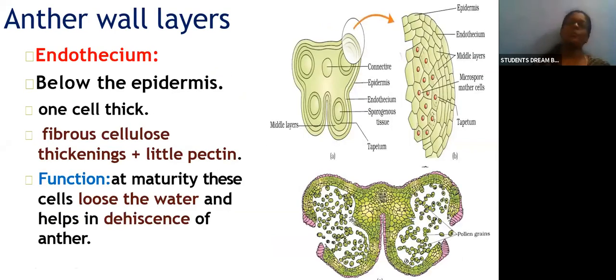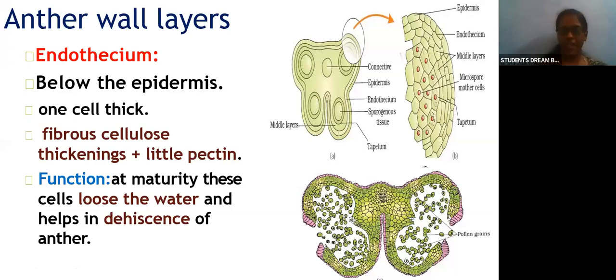Below the epidermis is the endothecium, and this endothecium is also one cell thick. What is it composed of? It is composed of fibrous cellulose thickenings plus a little pectin. The main function: at maturity, these endothecium cells lose the water present in them, and they help in the dehiscence of the anther. The cells will shrink, creating a crease or splitting of the anther. Clear?